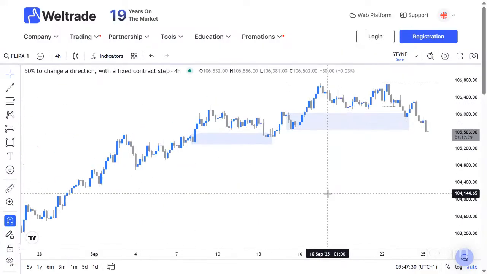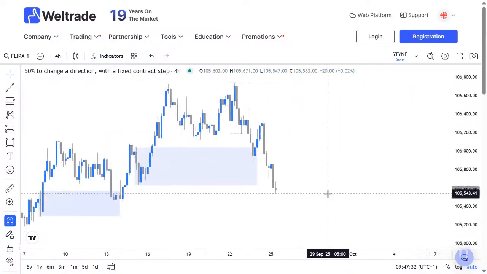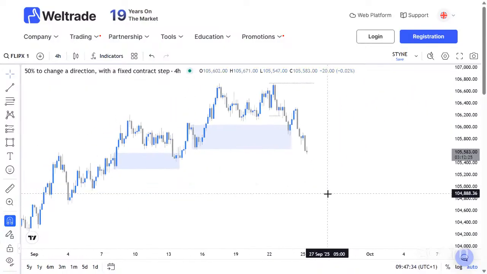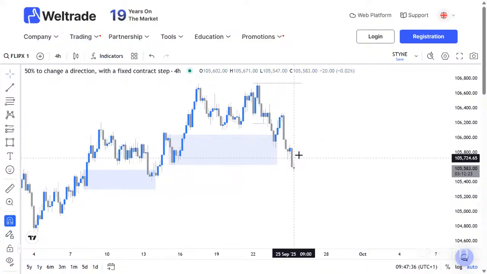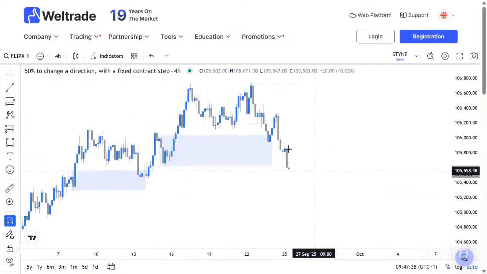My Flip X1 trade. I think this is one that we called on the group, right? The general group. This one hits stop loss. You see, it was a very nice demand.